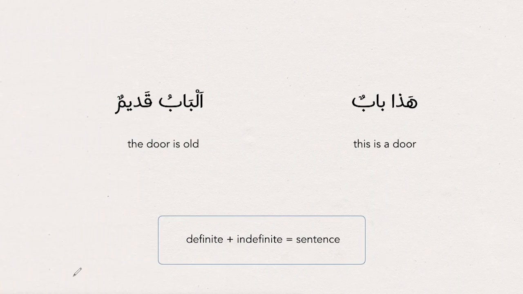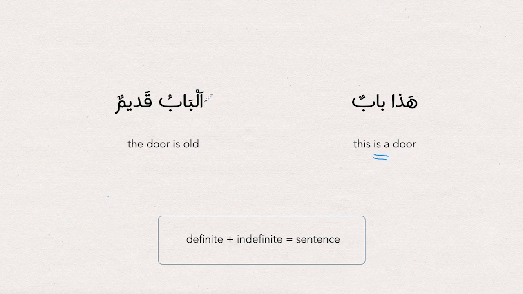So on this page, we've got two sentences, and both of these sentences would be considered nominal sentences, which means they don't have a verb. The first one here, هذا باب, means this is a door. And we'll go into the lack of the word is just in a minute. But before we do that, let's look at the second sentence on the page.